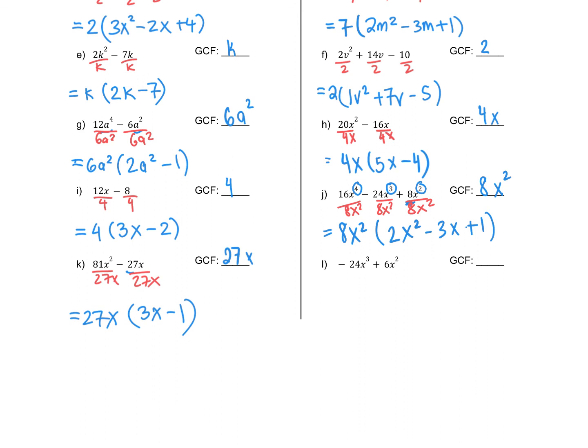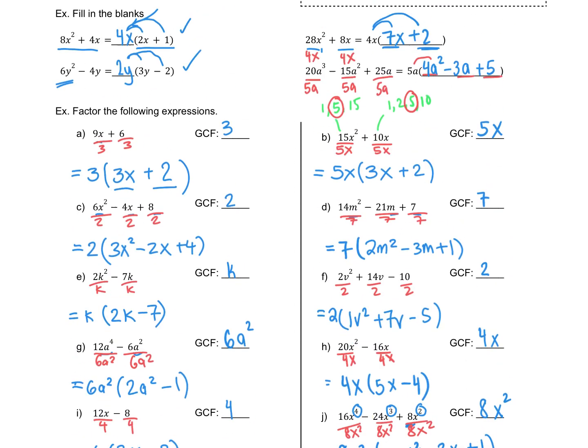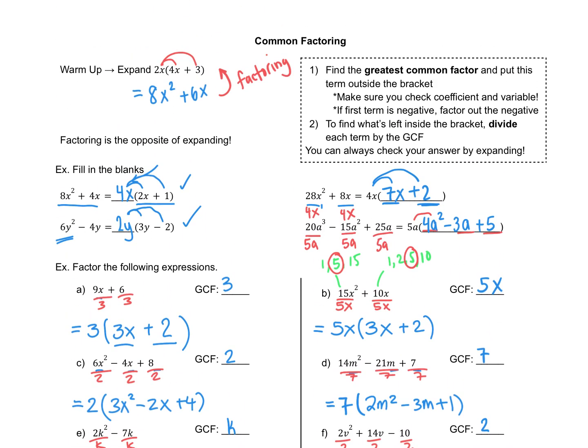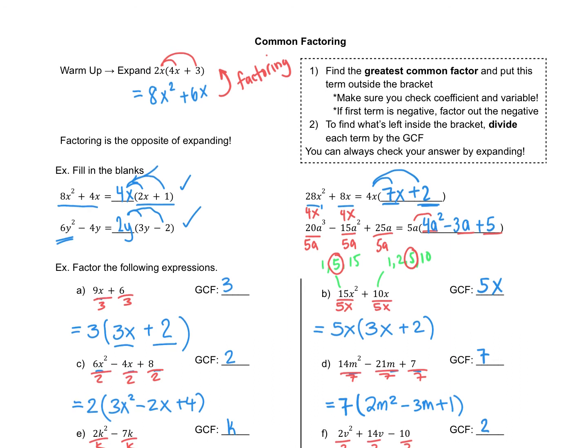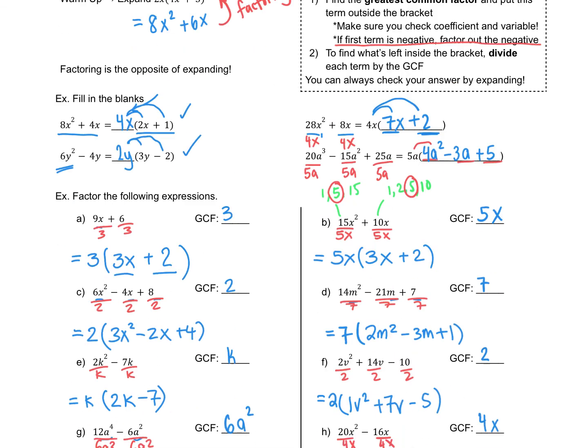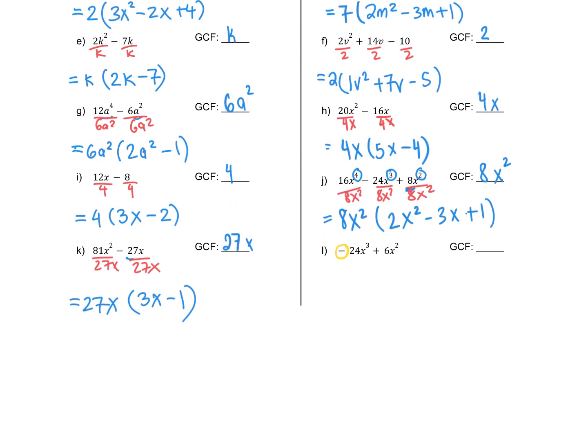Okay, last one. The last one I added a tiny little twist, which is our first term is negative. Now I made a little note at the very top here, which is if the first term is negative, you have to factor out the negative. So that means in this scenario, because my first term is negative, my GCF will be negative something. I don't know what it is, but it has to be negative. Okay? Now, let's look at 24 and 6. They're actually both divisible by 6, so I'm going to add that on.